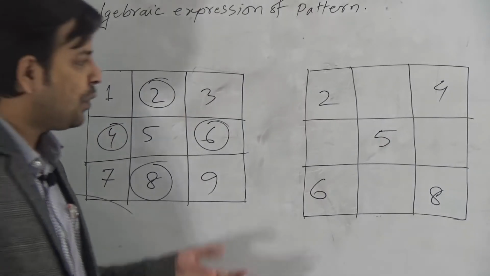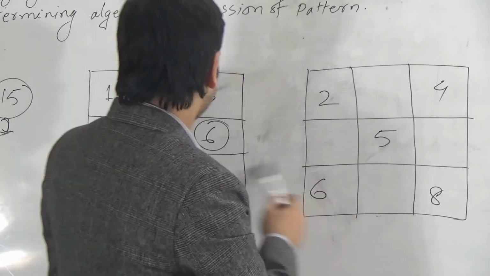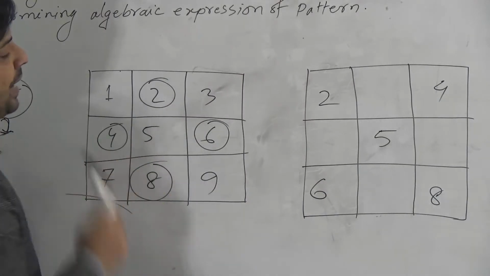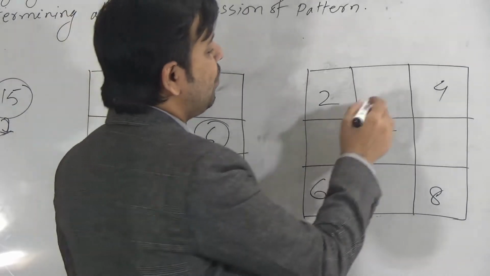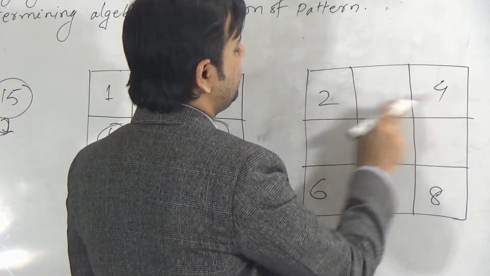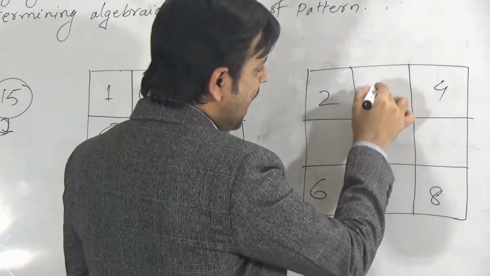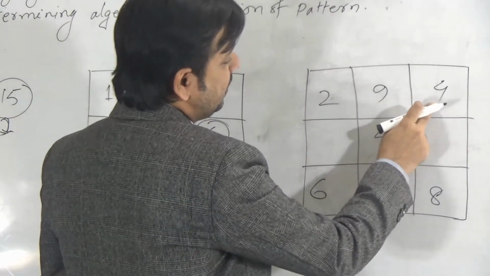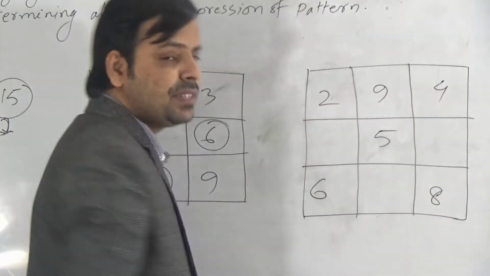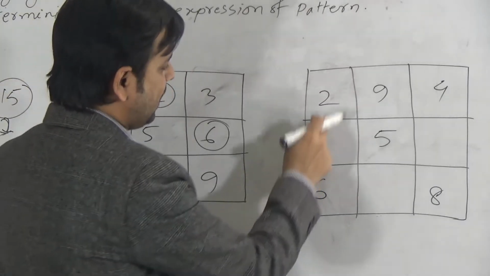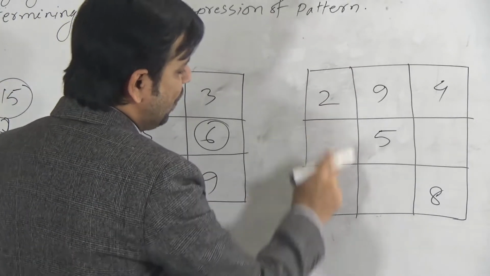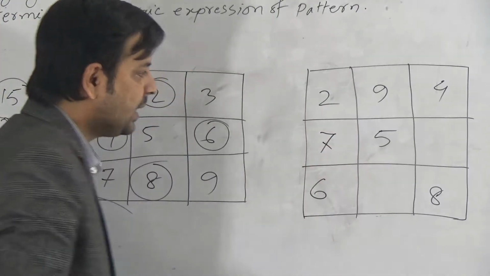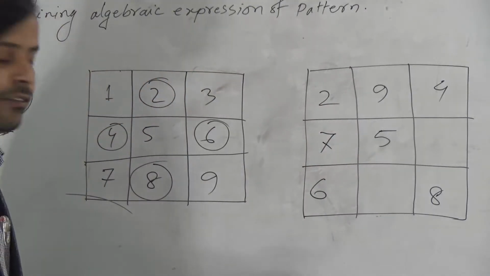Automatically done. Now we have to fill up the rest with the remaining numbers 1, 3, 7, 9. If we want to fill up this one, we have to add this. 2 and 4 is 6. So we need 9 here to get the sum 15: 2, 4, 6. So we need 9 to make the sum 15 horizontally. Now fill up this one. Here is 2 and 6. Sum is 8. So we need 7 to get the sum 15.